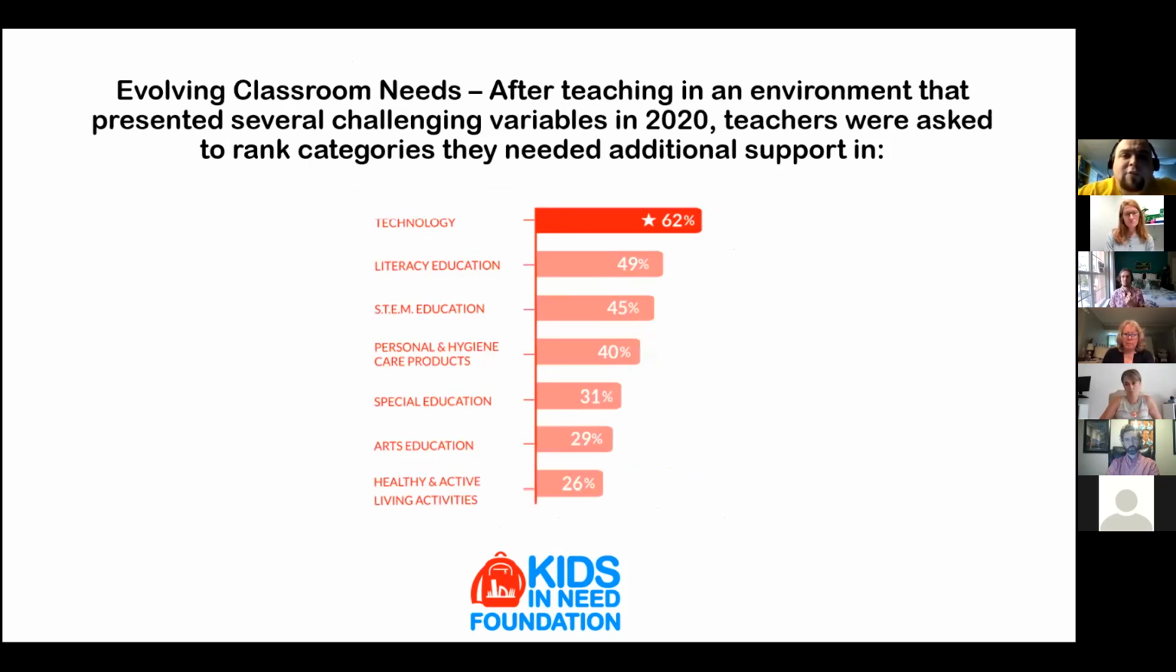So then looking forward, we're always looking forward as an organization. What do we need to provide to continue to stay ahead and ensure that teachers are getting what they need? As you all know, 2020 was an extremely challenging year. It presented numerous challenging variables for teachers. So with that said, they were asked to rank categories they needed additional support in. And I don't think anybody's surprised to see technology at the top by a wide margin.